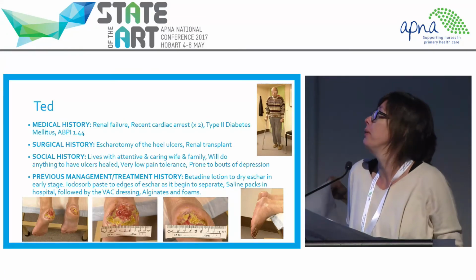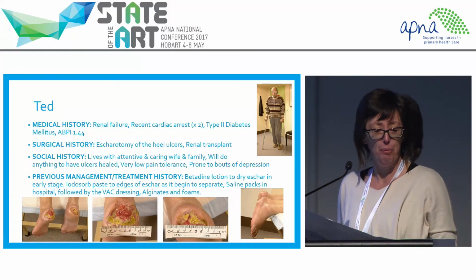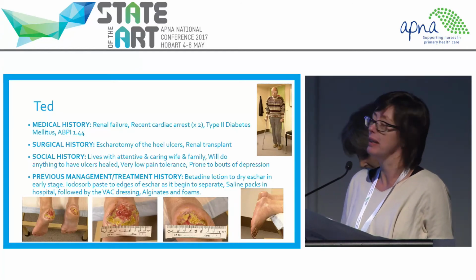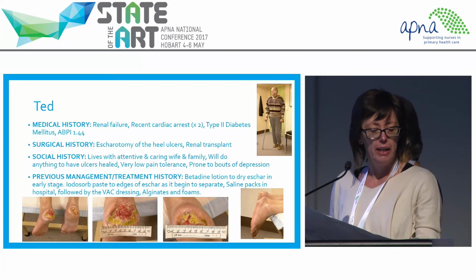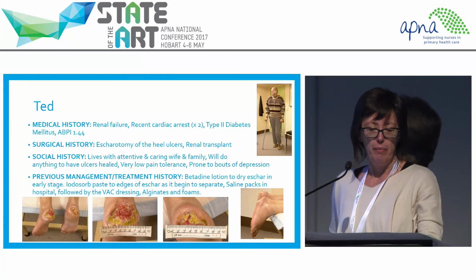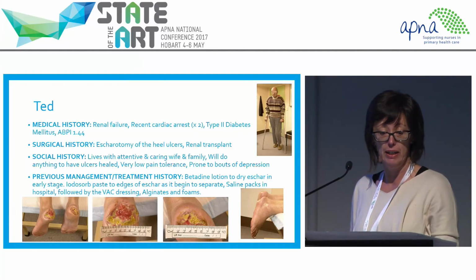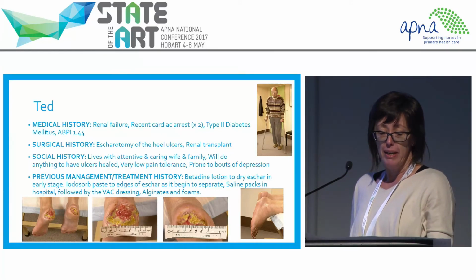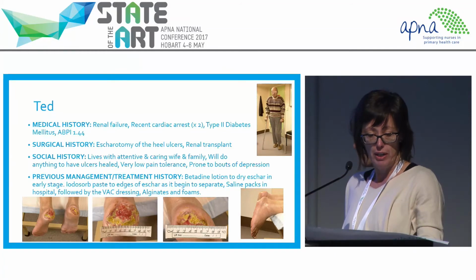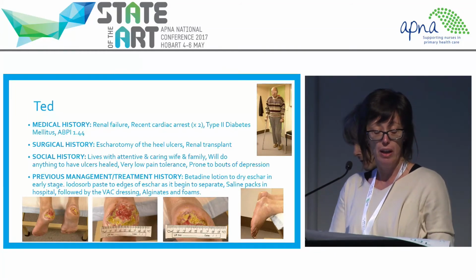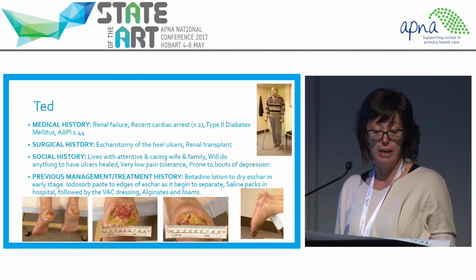We had Ted, who, as you can see, is fairly complex. His past medical history is multi-layered. So in taking his history, we're bearing in mind his diabetes, his renal failure, cardiac history. But going back to basics, we want to know things about his dietary history, whether he smokes, drinks alcohol, his depression, and how that's impacting on him.